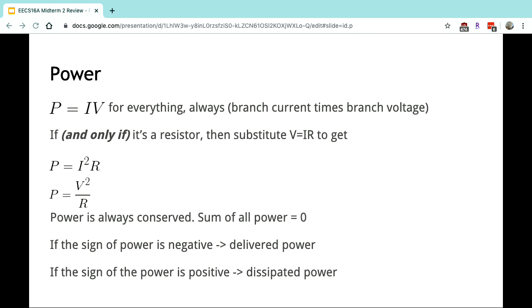Okay, so the sum of all power in a circuit will be 0. If the sign of the power is negative, that means the element is delivering power. If the sign of the power is positive, that means power is dissipated by the element. Okay. And remember, for this to hold we follow passive sign convention, right? So current goes from the positive to the negative terminal.